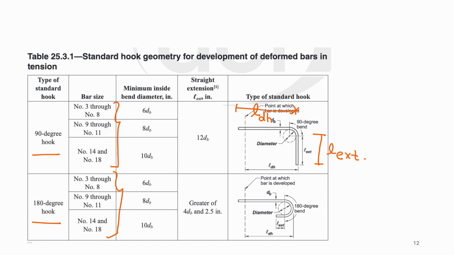For 90-degree hooks, here is a straight extension. How to determine L extension, here it is given on the picture. And you have for 180-degree, this is again a table 25.3.1. This is ACI code.